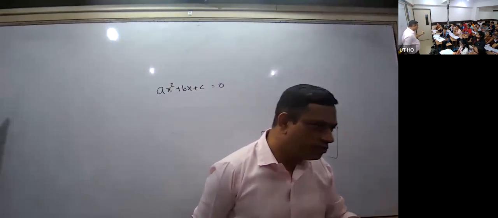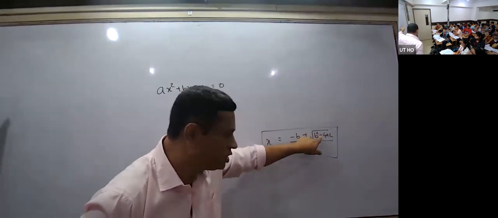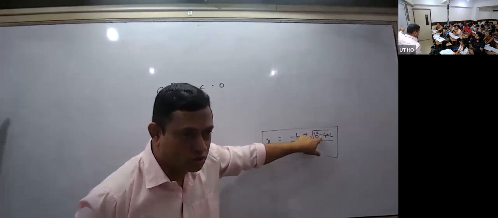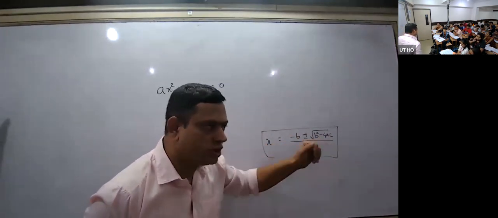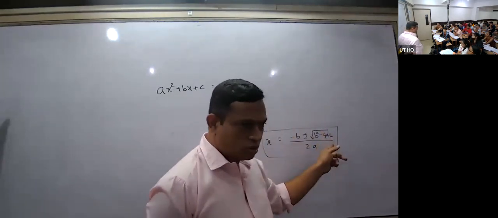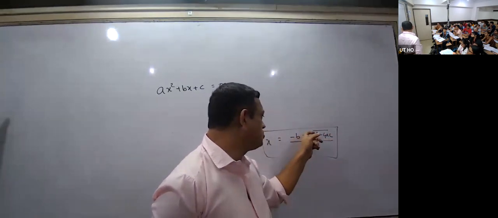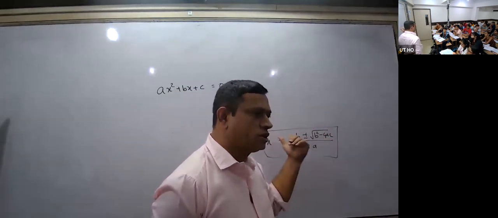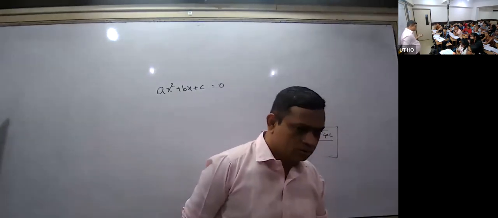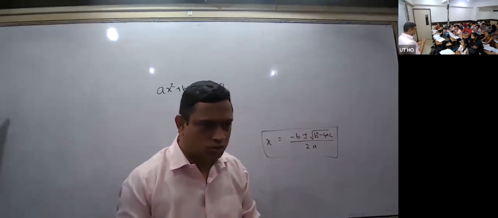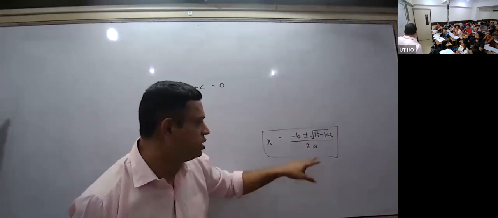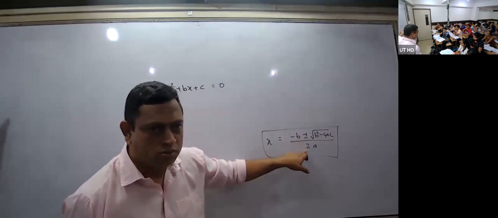This formula can be used only when b square minus 4ac is either greater than 0 or equal to 0. Now look, when b square minus 4ac is equal to 0, this will come 0. Therefore, what will you get? Minus b plus minus 0, that is minus b upon 2a. The roots are equal. Are you remembering? We wrote the nature of the roots. If b square minus 4ac equal to 0, the roots are equal.